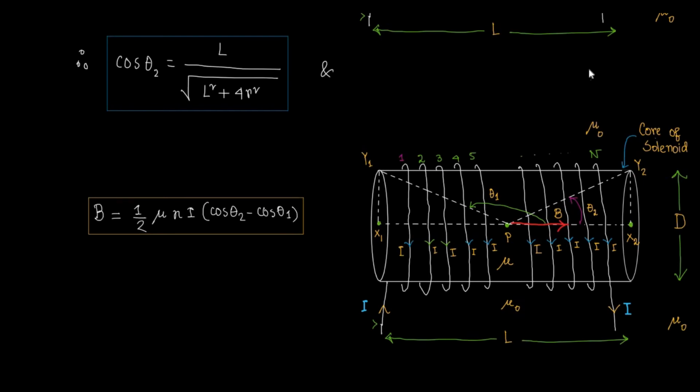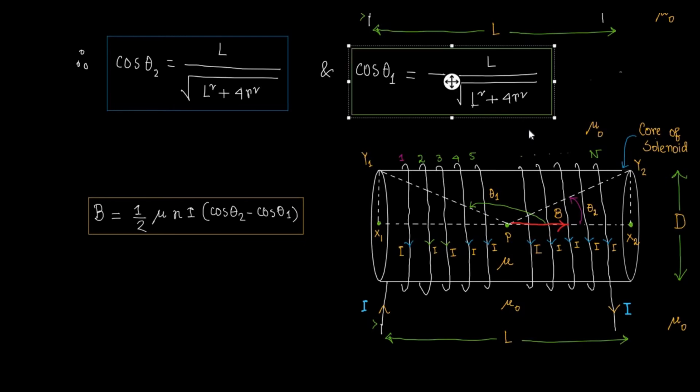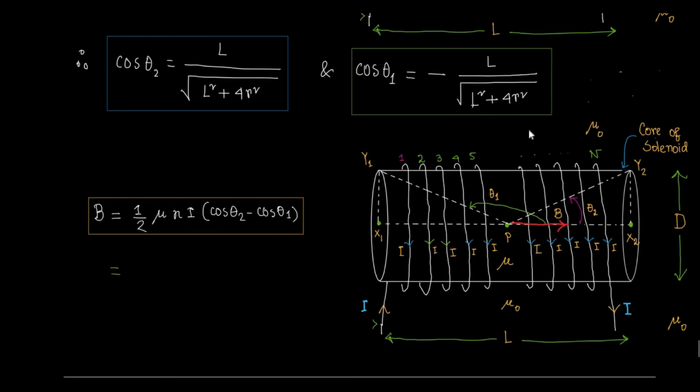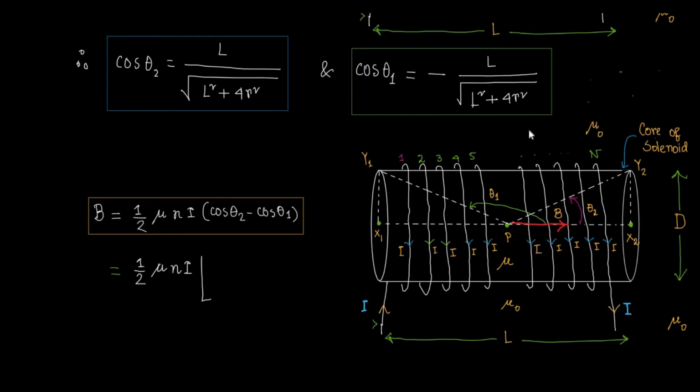Finally, we get the value of cos theta 2, and cos theta 1 is equal to minus L divided by root over L square plus 4r square. And what should be the expression of magnetic flux density B at the midpoint P on the axis of the solenoid? That is, we have to find. So B is equal to half mu Ni L divided by root over L square plus 4r square minus (minus L divided by root over L square plus 4R square).